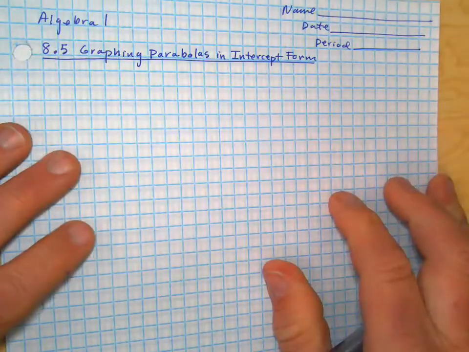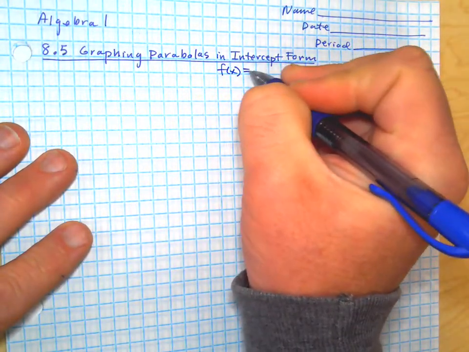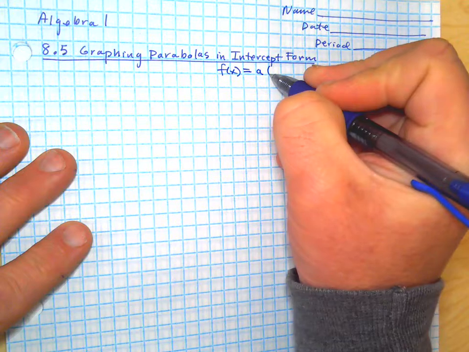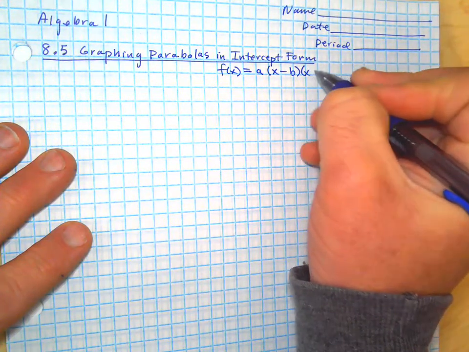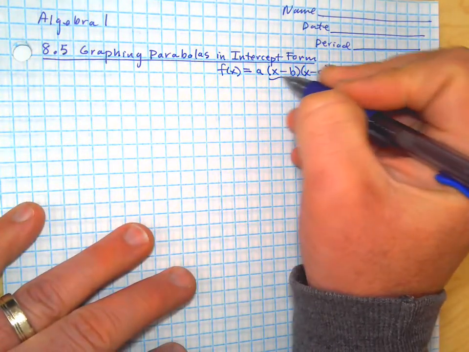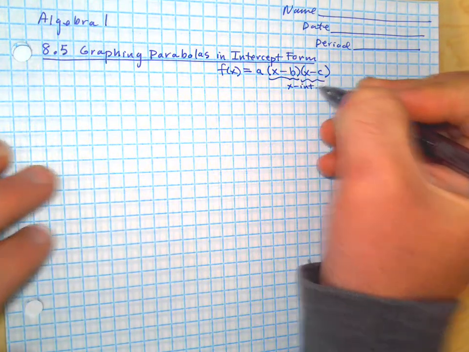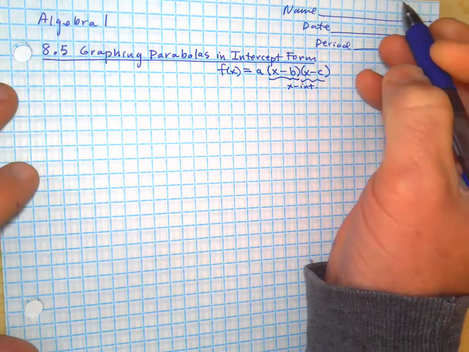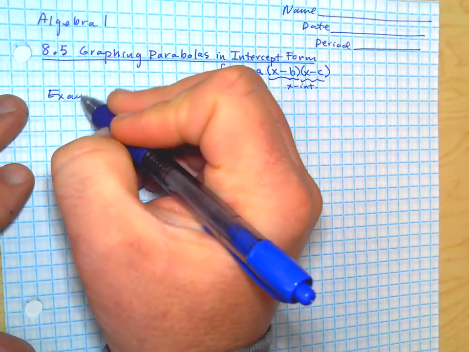So intercept form looks like this. F of x equals a, same a we've been looking at the whole time, times x minus b, times x minus c. And so these are the x-intercepts right here. These are going to be your x-intercepts. So that's why they call it intercept form. The a still does what it always has done. So let's look at example 1.